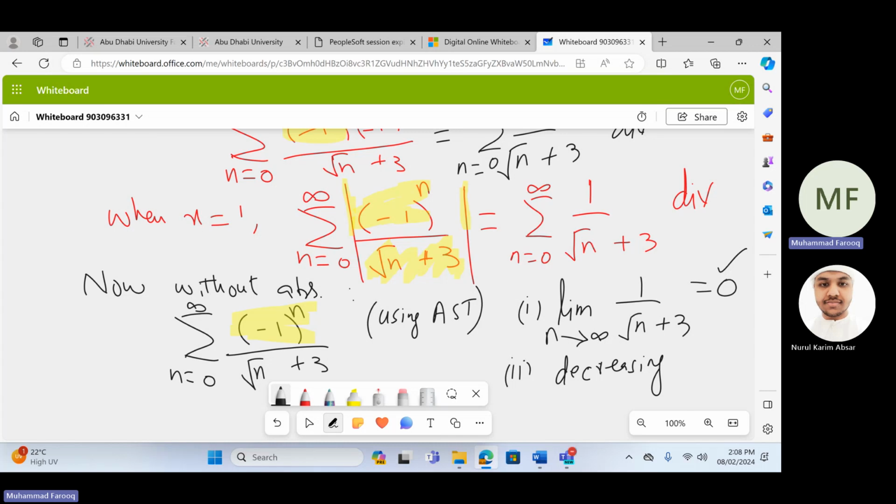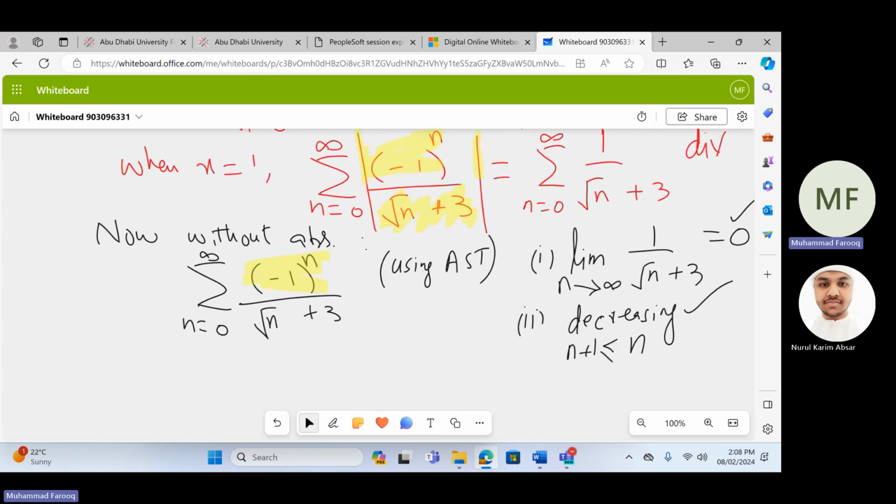You start from the domain, 0 to infinity. Put 3, 4, 5 and check the answer. If the next value is less than the previous, it is decreasing. Actually, we write it like that: n plus 1 is less than or equal to n. If the next value is less than the previous, it is decreasing. Both conditions are justified.